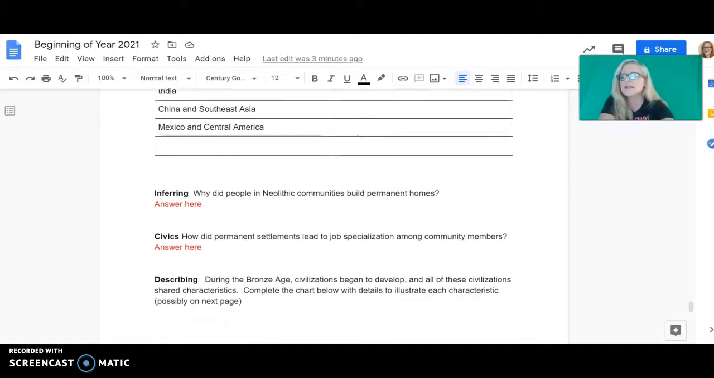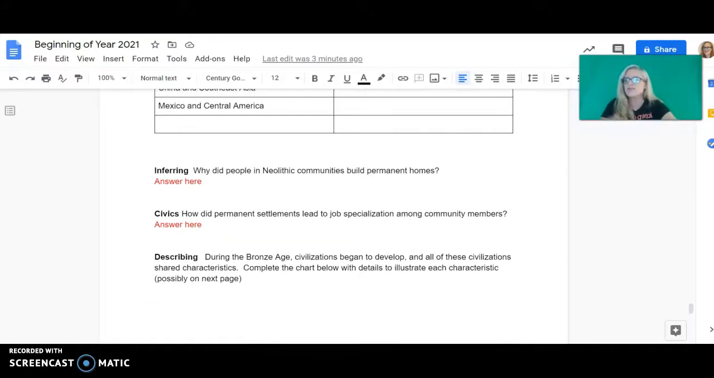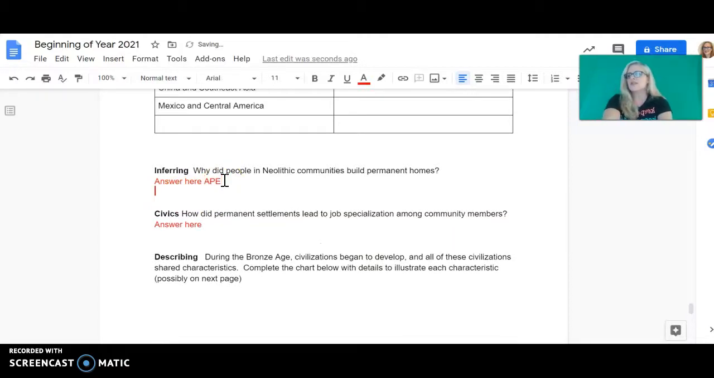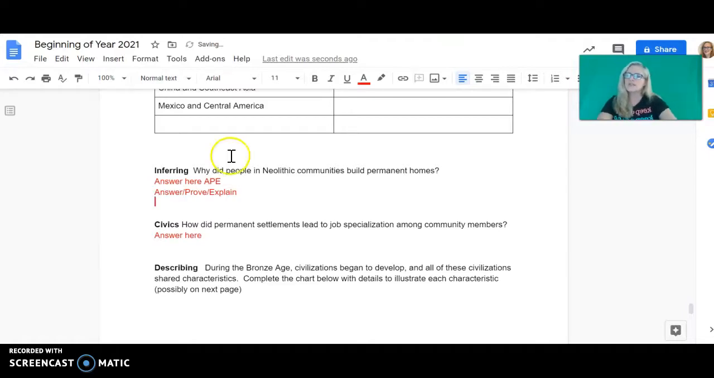So I don't want to help you with this question because it's super easy as long as you do the reading. I'd like to go down to the inferring because we have an inferring and a civics question. And both of these, where it says answer here, right now you can write this for yourself. Both of these are eight questions. So remember, we need an answer, and then we have to prove our answer with evidence from the text, and then we have to explain our proof. So I'd like to do one of these together and let you do the other by yourself. So the question is, why did people in Neolithic communities build permanent homes?